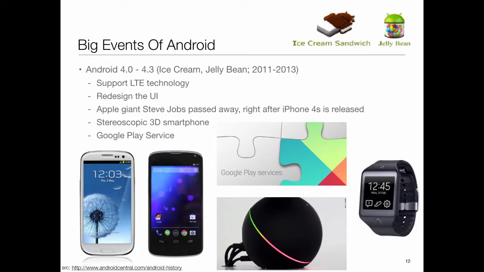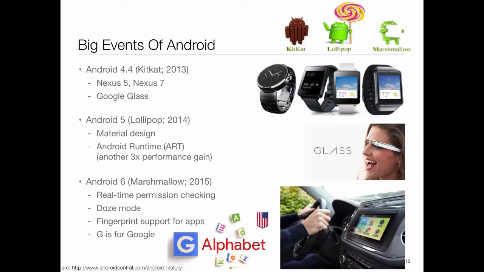Android 4 is Ice Cream Sandwich, and 4.2 is Jelly Bean. That again introduced some UI improvement, and it added what's called Google Play Services, which are application developer APIs that make it easy for application developers to integrate their apps with Google services such as Google Cloud or Google Drive and so on. Then Android 4.4 KitKat and 5 Lollipop, and Lollipop had a significant change from previous versions.